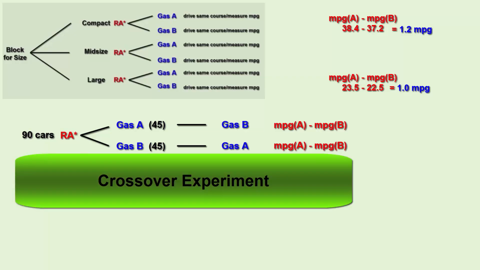Thus, a crossover experiment is very much preferred to a completely randomized design, and also preferred over a typical random block design.